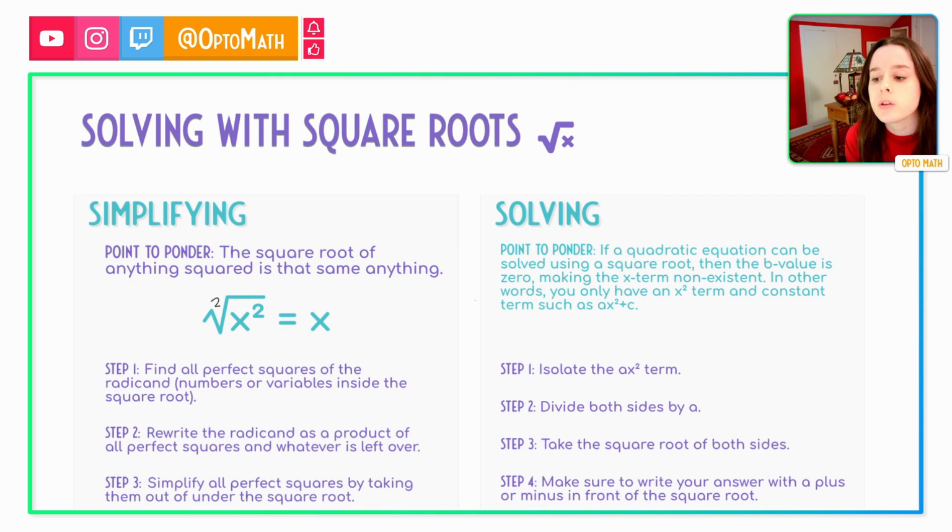When solving with square roots, it's always going to be an equation that is ax squared plus c. Of course, it would say maybe equals y or equals some other number, but it will not have any x term, and because of that, we are able to solve using square roots. So the first step is to isolate the ax squared term. Then we want to divide both sides by a, take the square root of both sides for step 3, and step 4 is to make sure to write our answer as plus or minus whatever we just had from taking the square root. So plus or minus that square root. Very important step, and something that is easily forgotten.